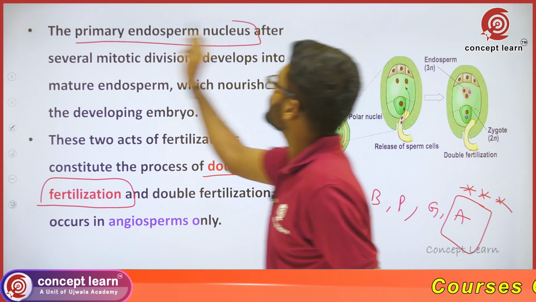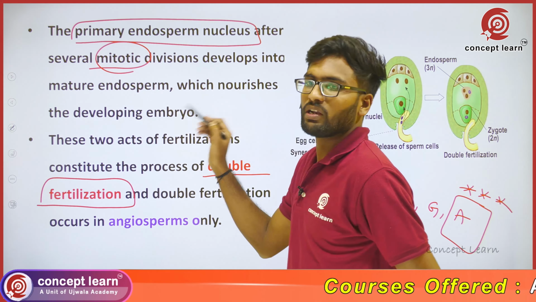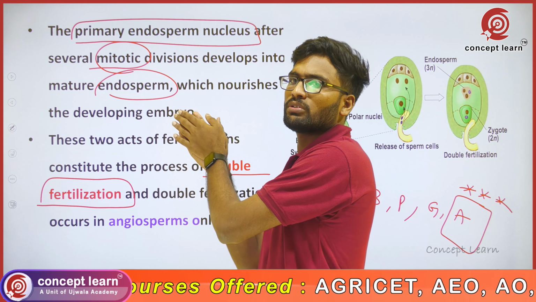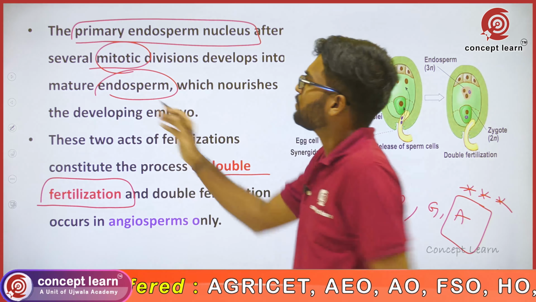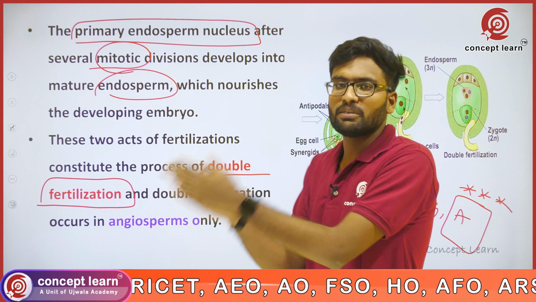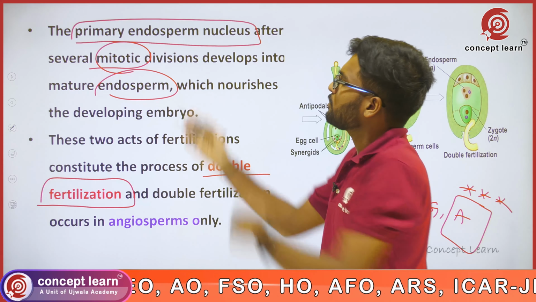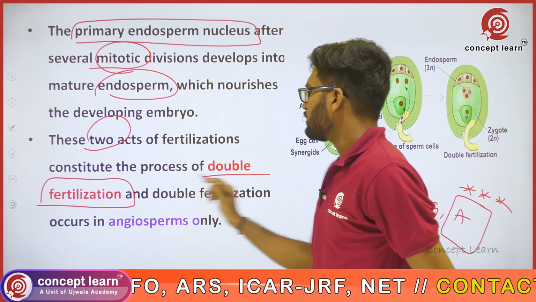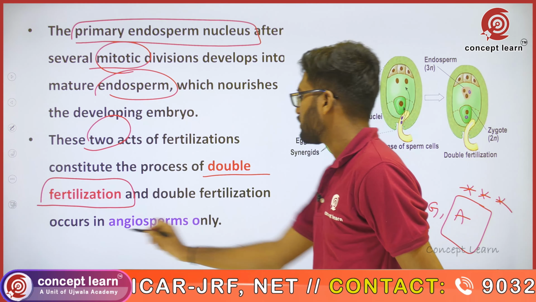The primary endosperm nucleus, after mitotic divisions, develops into endosperm. So the zygote develops into the embryo, and the primary endosperm nucleus develops into endosperm. The zygote is a diploid state, and the primary endosperm nucleus is a triploid state, right? These two together constitute double fertilization. It is the characteristic of angiosperms.